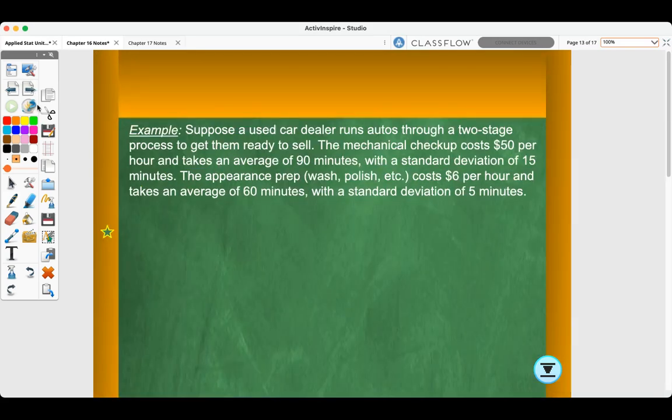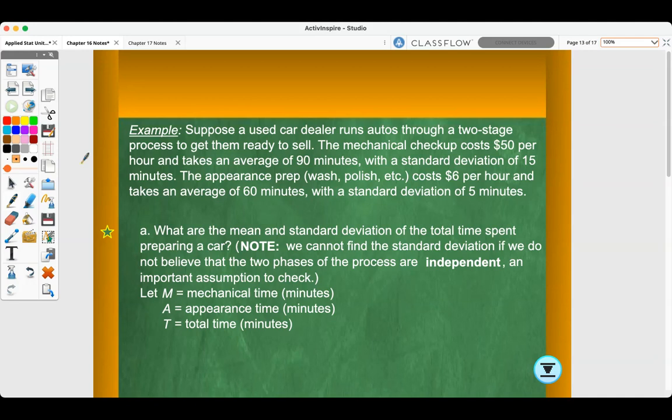So let's look at this example. Suppose a used car dealer runs autos through a two-stage process to get them ready to sell. The mechanical checkup costs $50 per hour and takes an average of 90 minutes, with a standard deviation of 15 minutes. The appearance prep, wash, polish, etc. costs $6 an hour and takes an average of 60 minutes, with a standard deviation of 5 minutes. What are the mean and standard deviation of the total time spent preparing a car? Note, we cannot find the standard deviation if we do not believe the two phases of the process are independent, an important assumption to check.